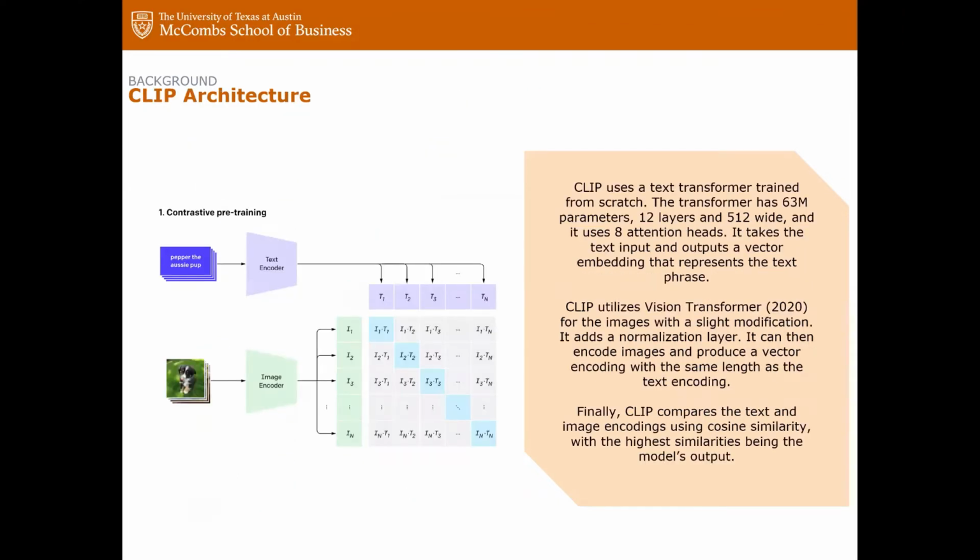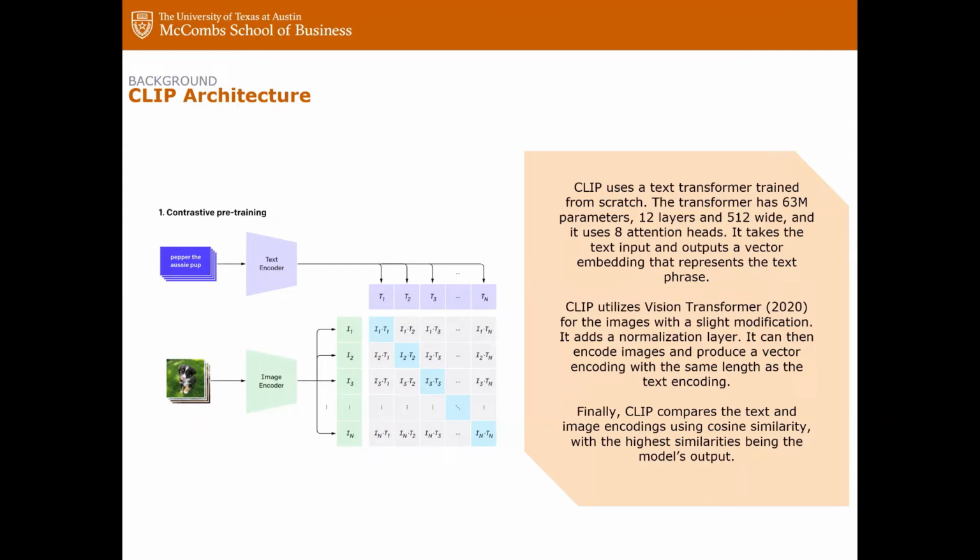A little bit on the architecture of CLIP. CLIP uses the basic transformer model for the text. Its transformer model has 63 million parameters, 12 layers, is 512 wide, and uses 8 attention heads. It takes the text input, and then it outputs an encoded vector that represents the text phrase.